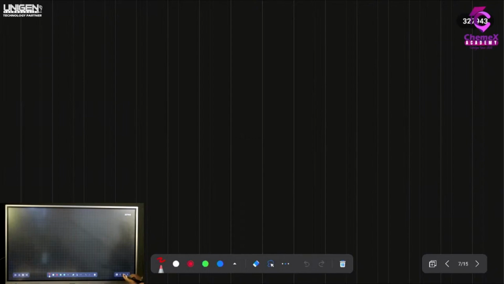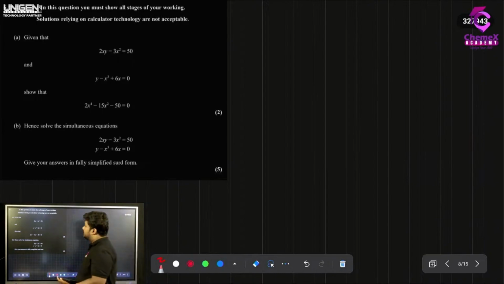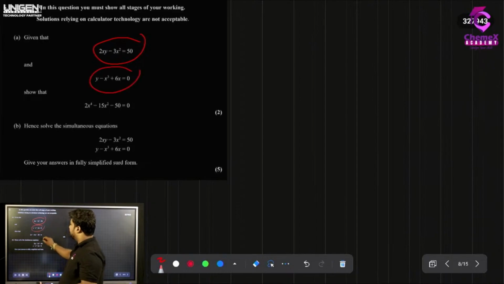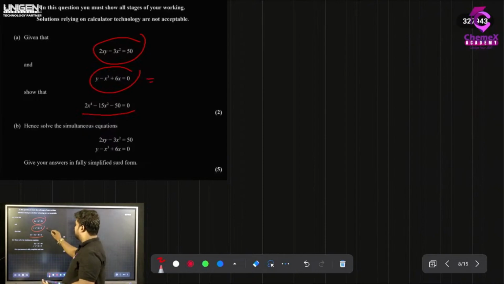All right, next is the sixth question. Given that they have given an equation and we have to show that these two equations are given. This equation doesn't have y, no? So let's substitute y. I can write y equals x cubed minus 6x, so I'm going to put it into the second.